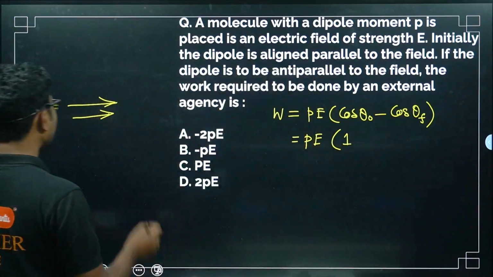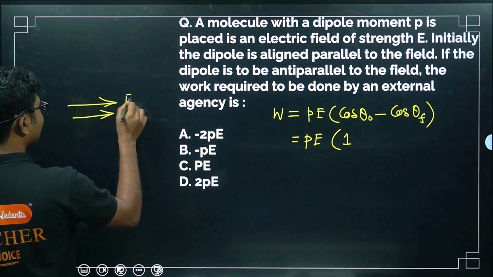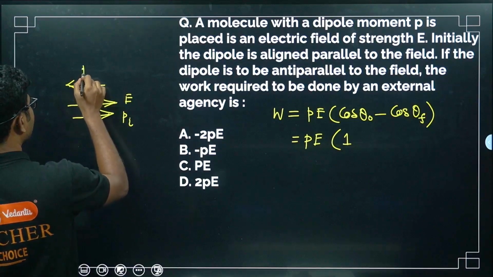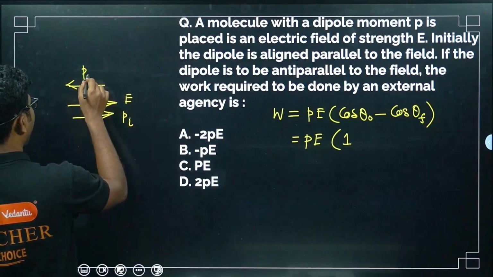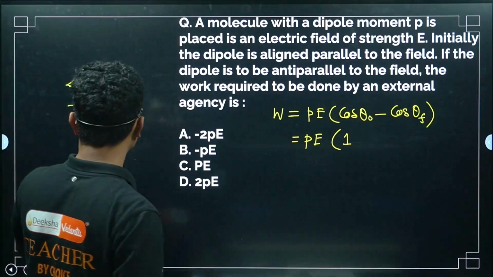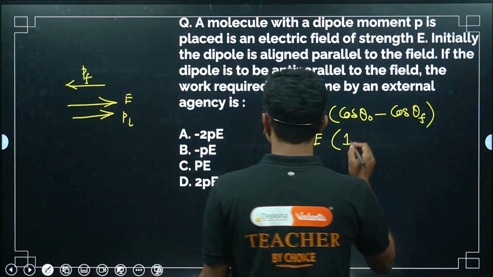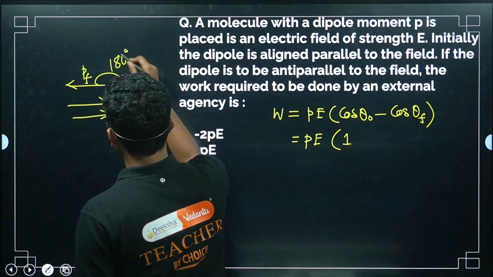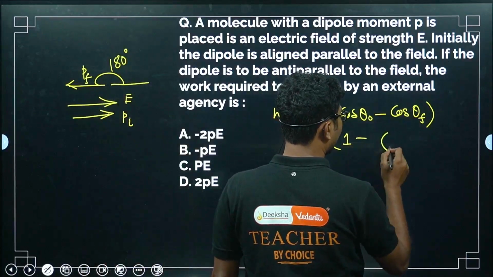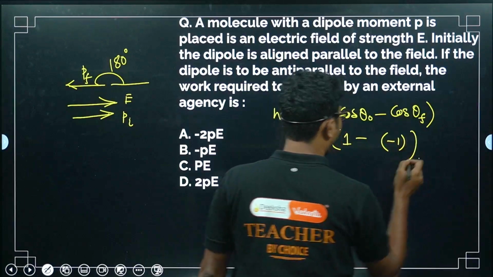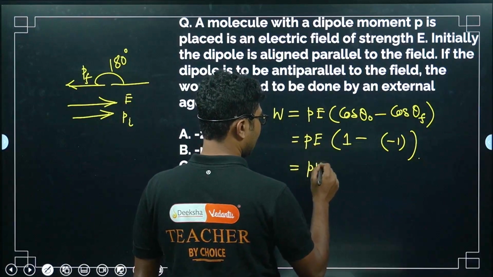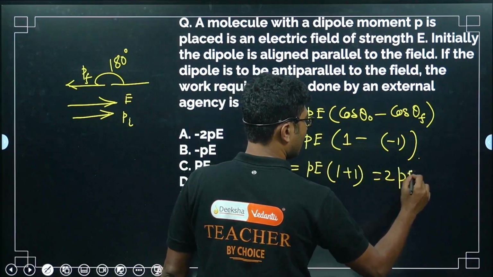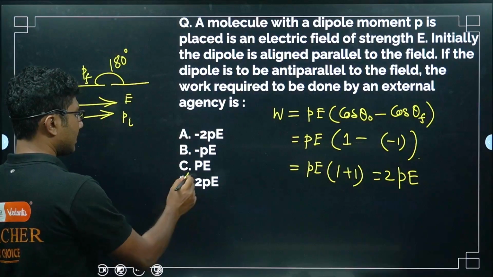Now, once it becomes anti-parallel, the electric field is in this direction. This is the initial position. Now the dipole is in this direction. This is the final. So the angle will now be 180 degrees, right? Cos 180 is minus 1, so PE times 1 plus 1, that is 2PE. So 2PE is the answer.